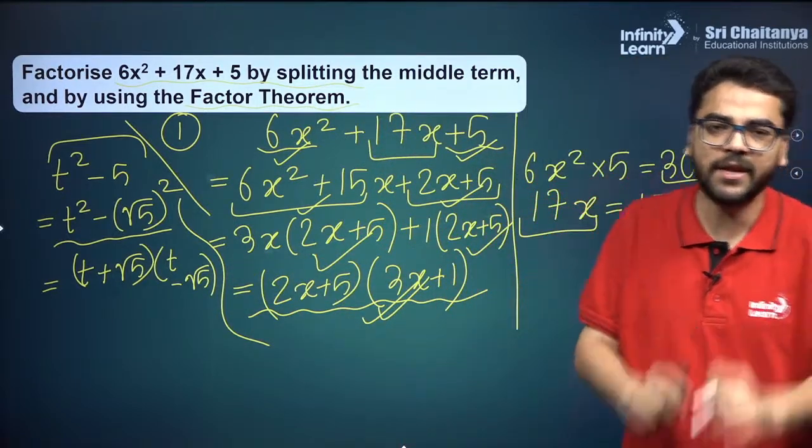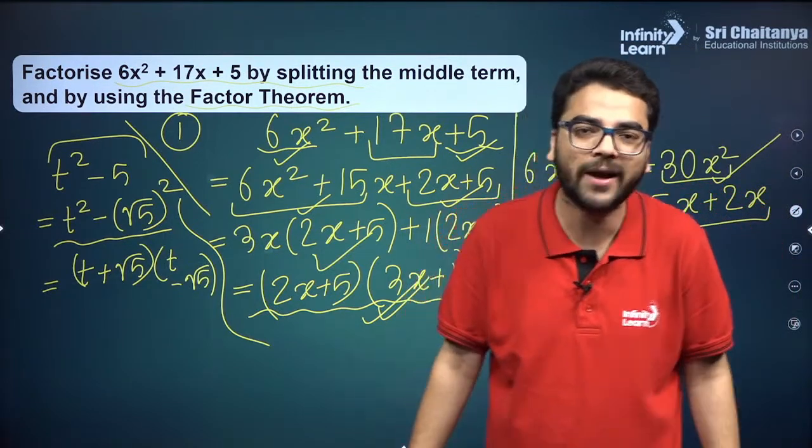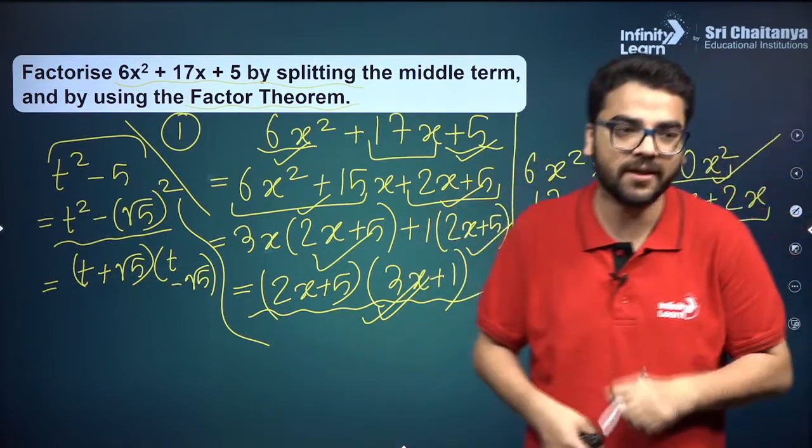So what is the meaning of that? That every time you will not be able to factorize a quadratic polynomial using splitting the middle term, right?